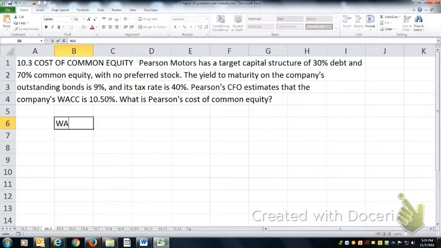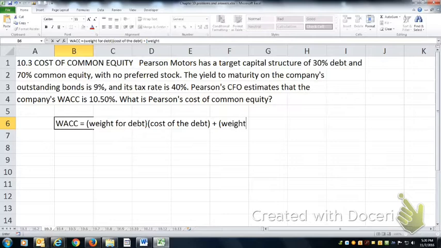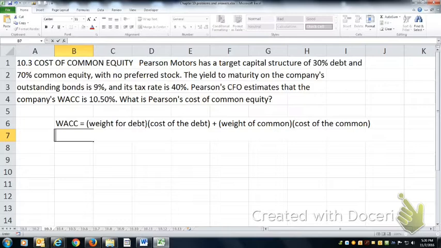Well, the weighted average cost of capital would be equal to the weight for the debt times the cost of the debt plus weight of the common times the cost of the common. We know that the weighted average cost of capital is 10.50%. It's given in the problem.